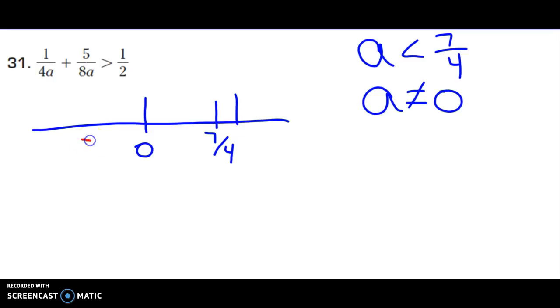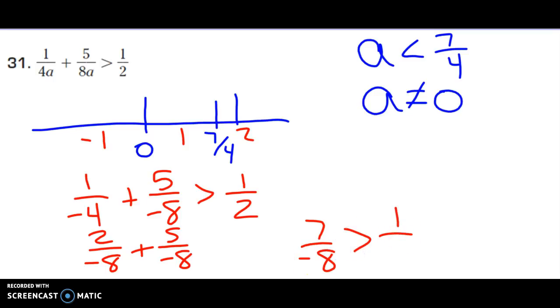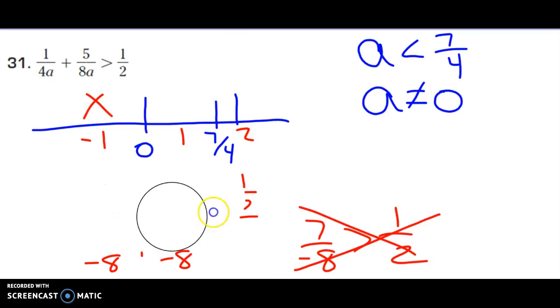So anything less than 0, I like -1. Anything greater than 0, I like 1. And then anything greater than 7/4, well, 2 is nice and easy. So let's check these different regions. Let's plug in -1 first. So we get 1 over -4 plus 5 over -8. Is that greater than 1/2? Well, you can change them and make all your denominators the same. 2 over -8 plus 5 over -8. That's 7 over -8. Anything that's negative is not positive, so that's not true, so that doesn't work.